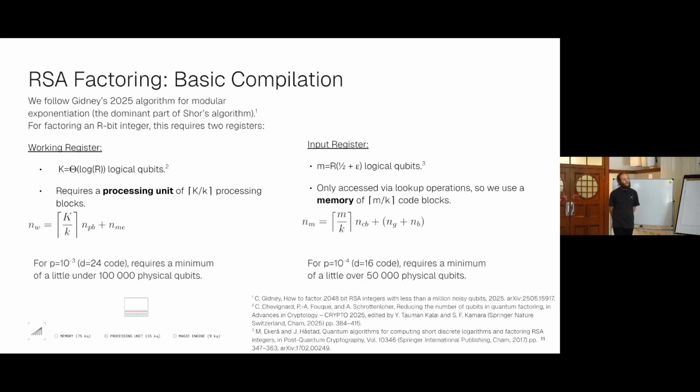If you go to a lower physical error rate, like 10 to the minus 4, as I've said, you can use a lower distance code, a d equals 16 code, so you can save almost half the resources and get close to 50,000 physical qubits in that regime. But this basic compilation is really the crux of how we get that headline result.